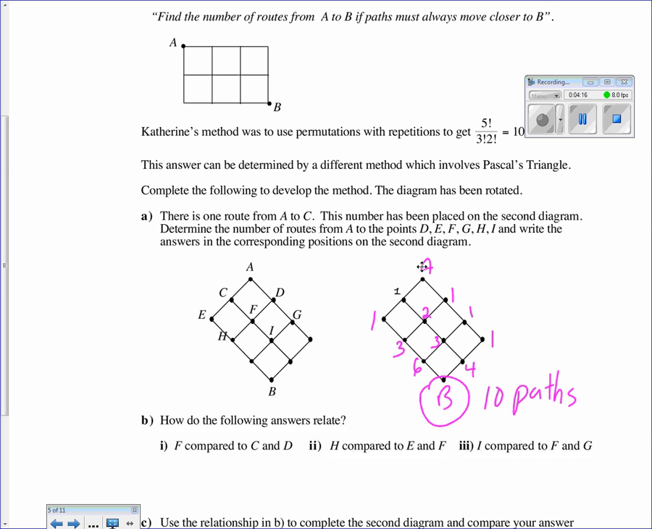And looking at the path method was one way of arranging. Remember, one of the kids had considered arranging it as 3 easts, east, east, east, and 2 souths. How many different ways can you arrange that? And that gave us 5 factorial divided by 3 e's and 2 s's. But we're going to use this Pascal's triangle or vertex method to solve some more.